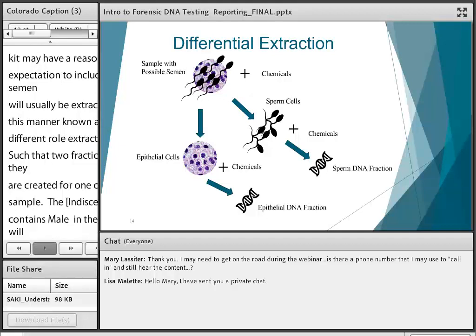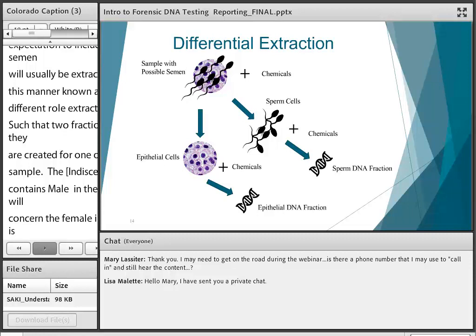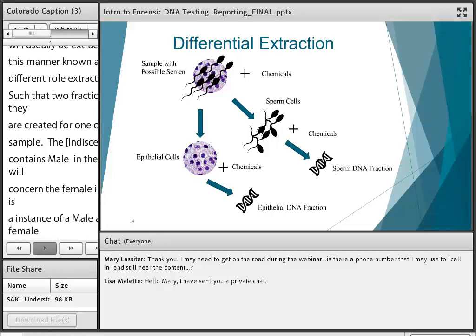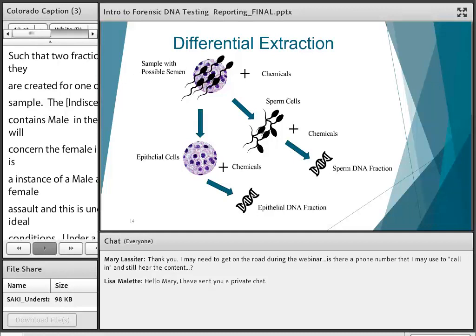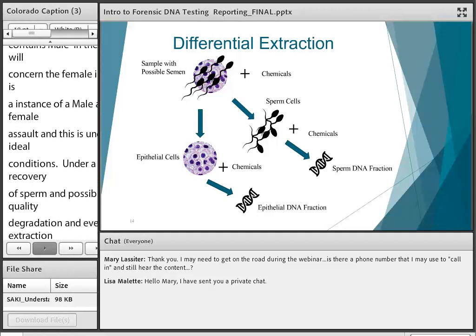And this is also under ideal conditions. Due to variables discussed on the recovery of sperm and possible quality, degradation, and even extraction efficiency, there can be carryover of female DNA into the sperm fraction and male DNA into the epithelial fraction.